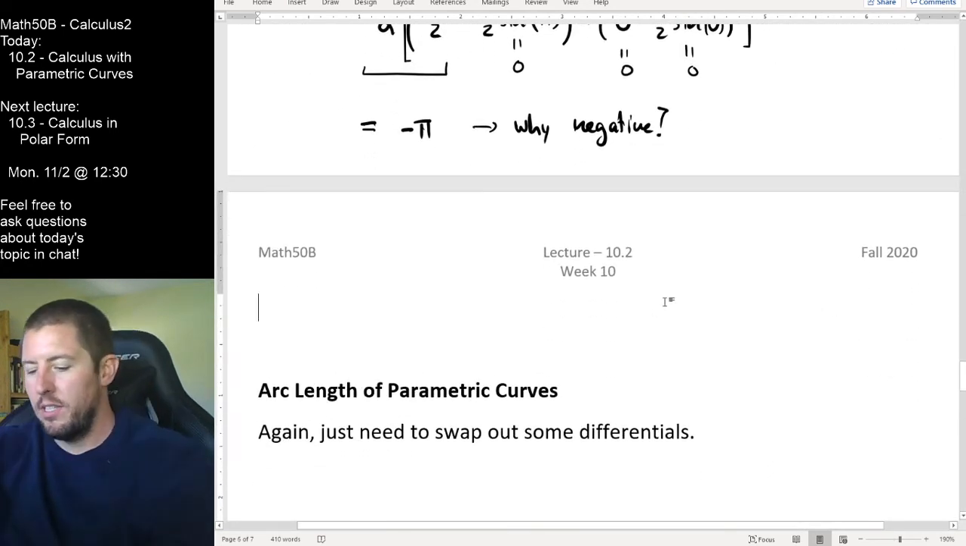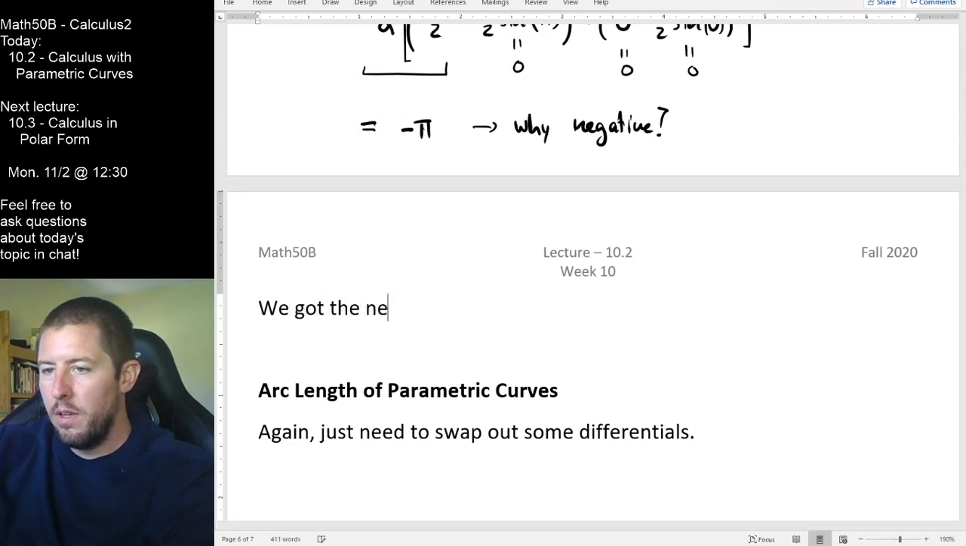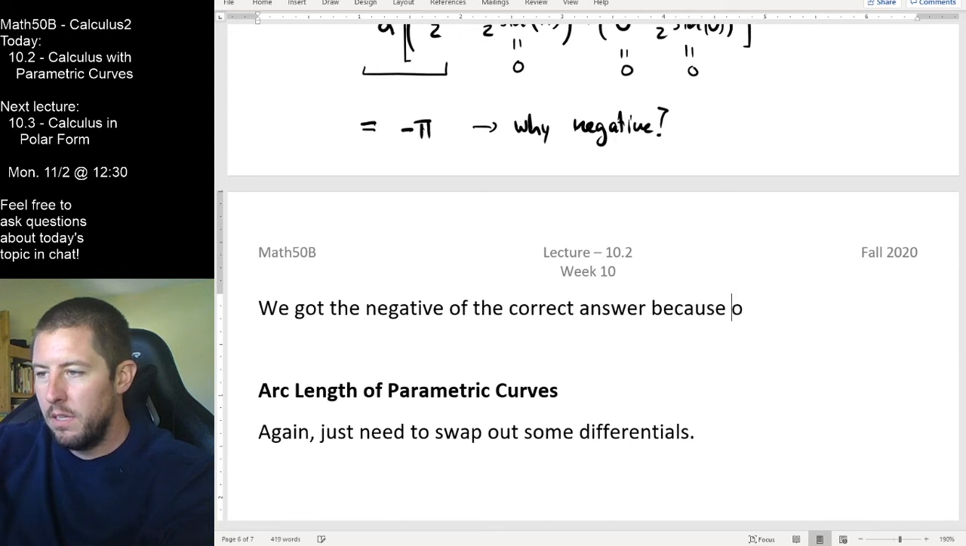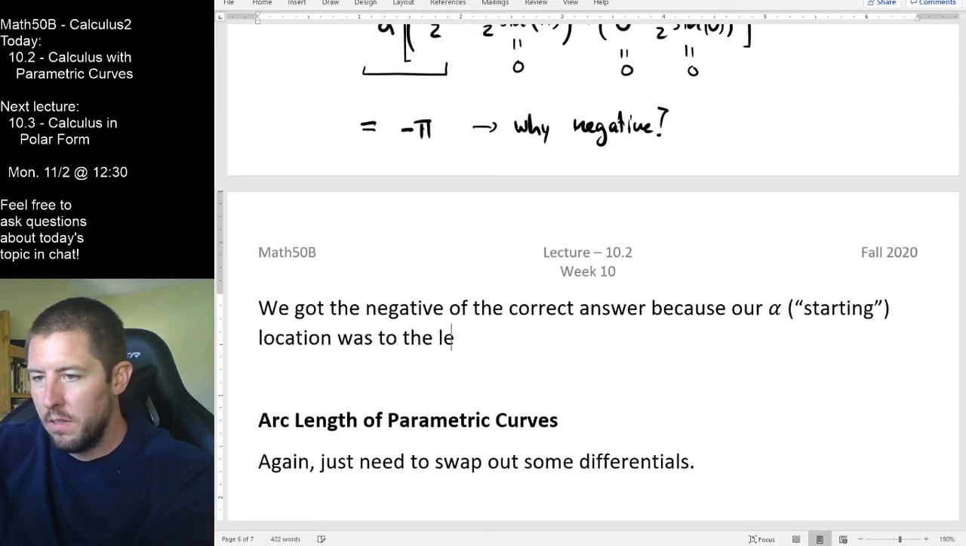So let me just say this, and I'll just type this out. We got the negative of the correct answer because our alpha, the "starting" location, in quotes, was to the right of the end of beta, the ending location.